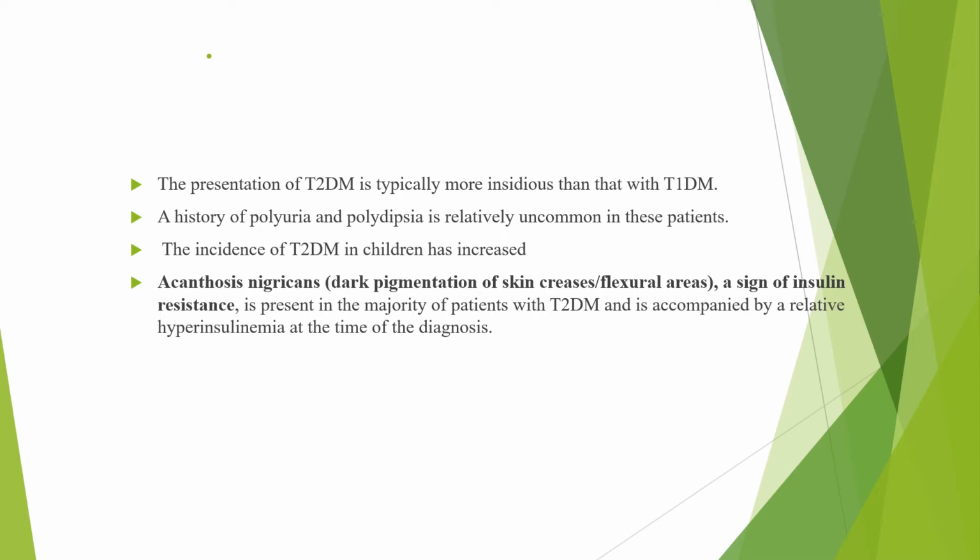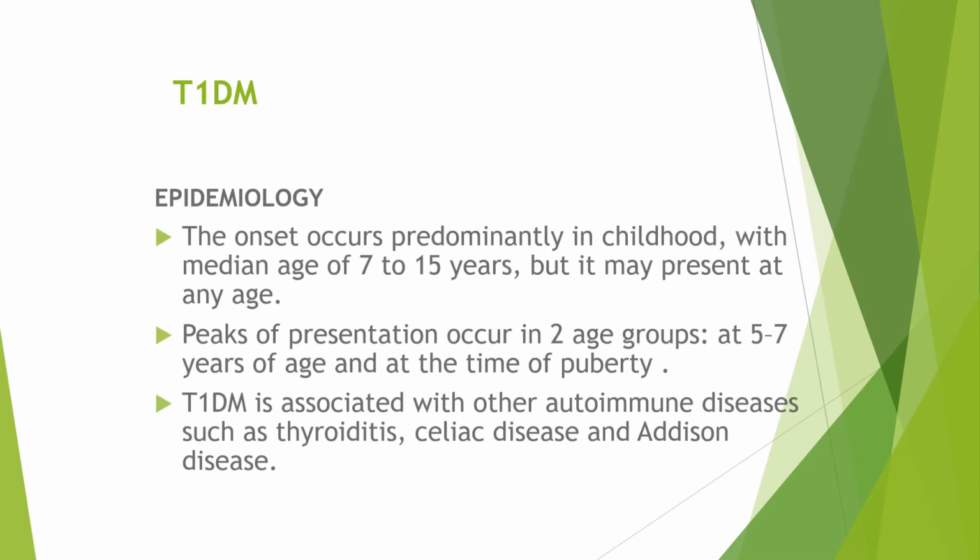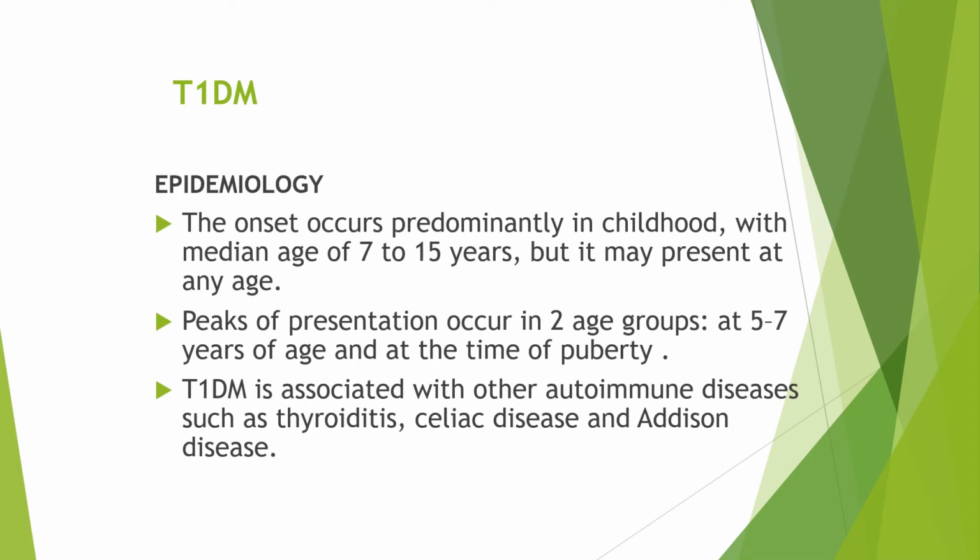Acanthosis nigricans, which is a dark pigmentation of skin creases or flexure areas, is a sign of insulin resistance, and it is present in the majority of patients with type 2 DM, and it's accompanied by relative hyperinsulinemia at the time of diagnosis. So let's discuss type 1 DM, which is more common in pediatrics.